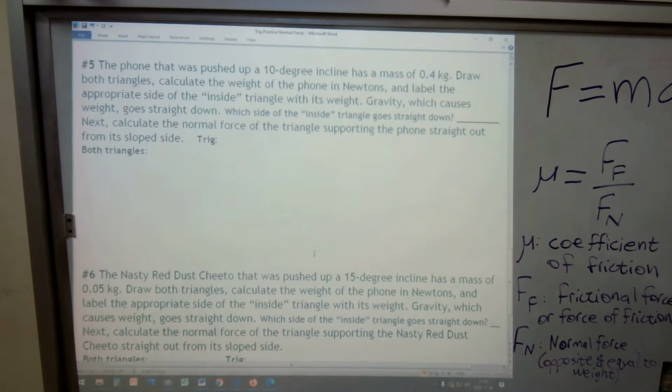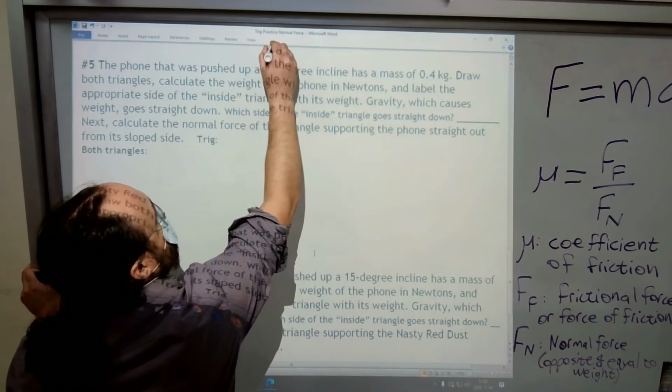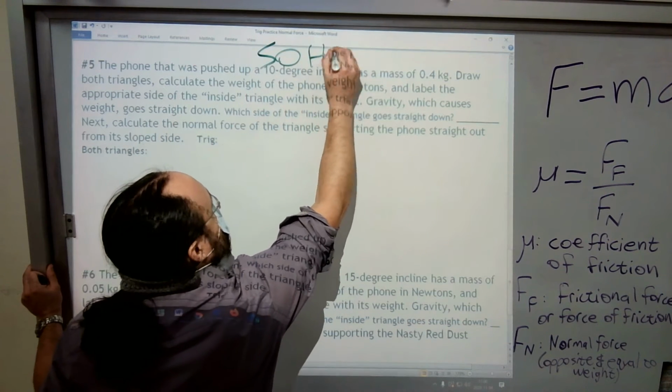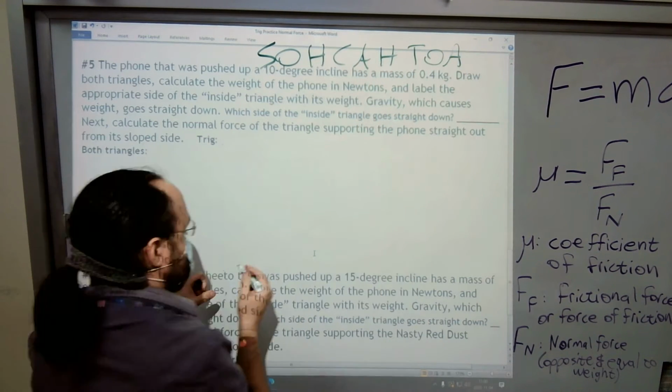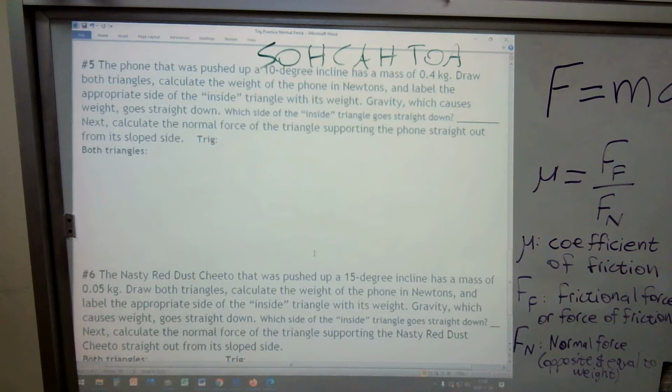Right, what we're doing today is a lot like what you did in the lab. We're going to be using an outside triangle and an inside triangle to solve for certain things here. We're not solving for the angle now. I just wanted y'all to know how to do that.